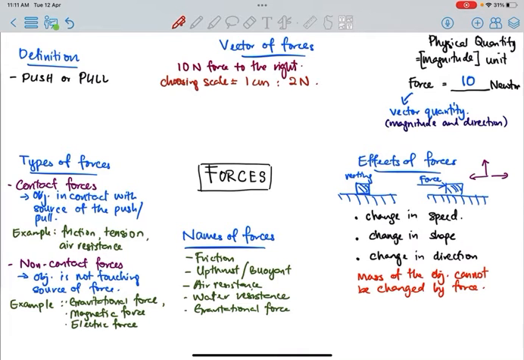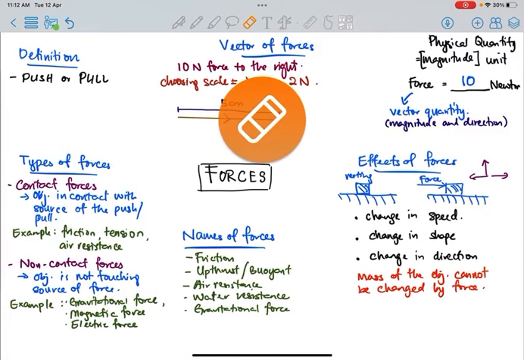So that would mean that if we want to draw a 10 Newton force, we will have to draw a line which is 5 centimeters in length. A straight line, 5 centimeters in length, and there should be an arrow which is pointing to the right, because our force is 10 Newton to the right. The length of this line from end to end should be 5 centimeters in length. And the direction must be pointing to the right.